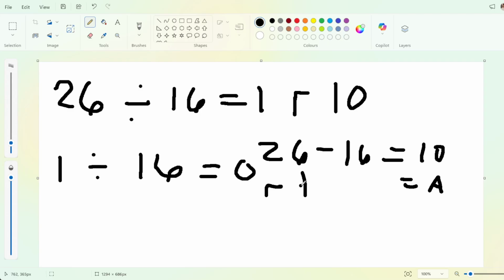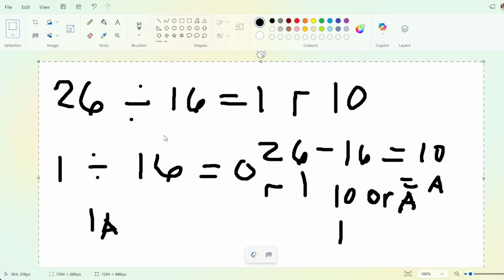Well, since the bottom one is 1 and the up one is 10, or A, then we reach the point making our final answer 1A, and that is for the conversion about decimal to hexadecimal.